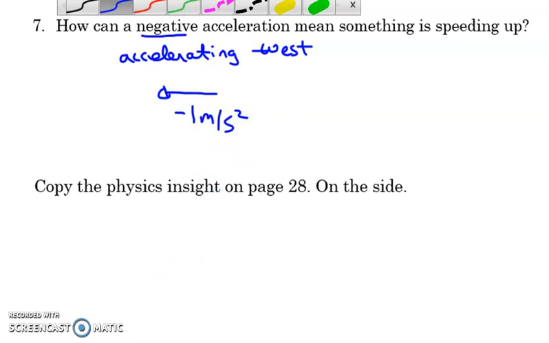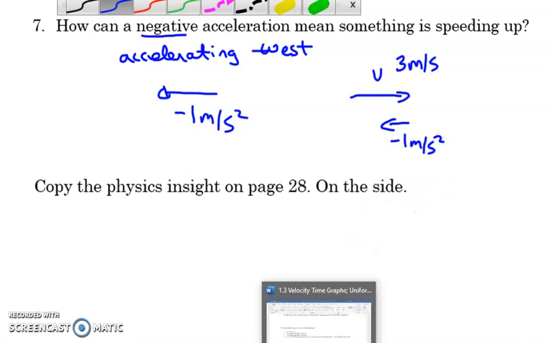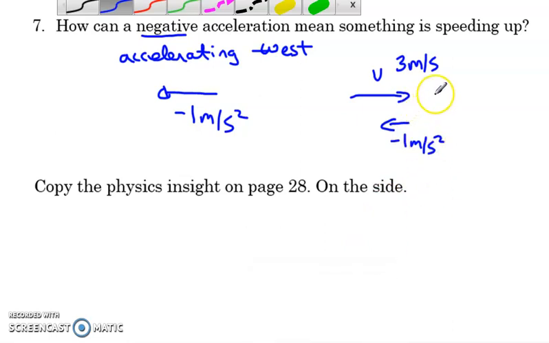If something were, let's say, traveling east, its velocity, let's say, is 3 meters per second this way, and its acceleration is to the west. Well, in this case, it would be slowing down because after 1 second, it would be 2 meters per second. And then after another second, it'd be 1 meter per second. And then after a third second, it would finally be at rest. And if it continued to accelerate, it would be traveling that direction.